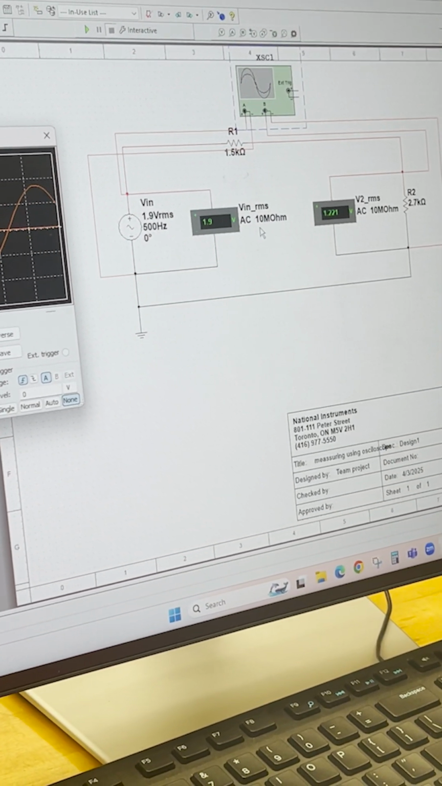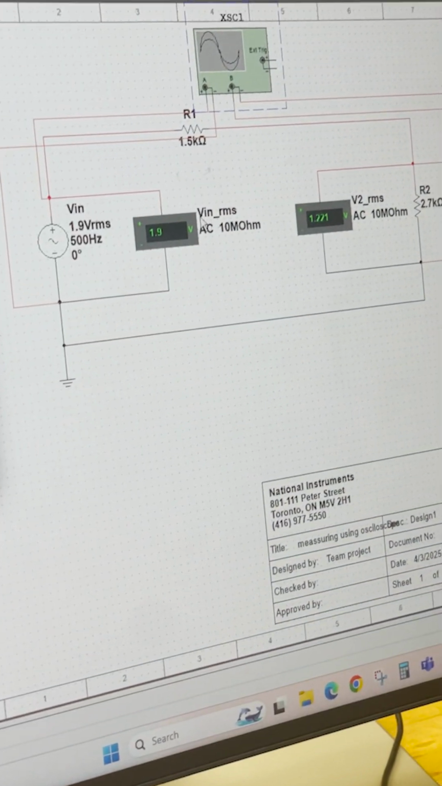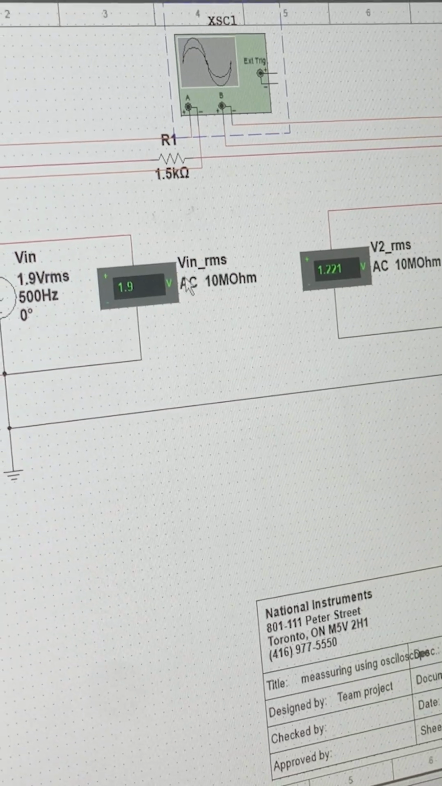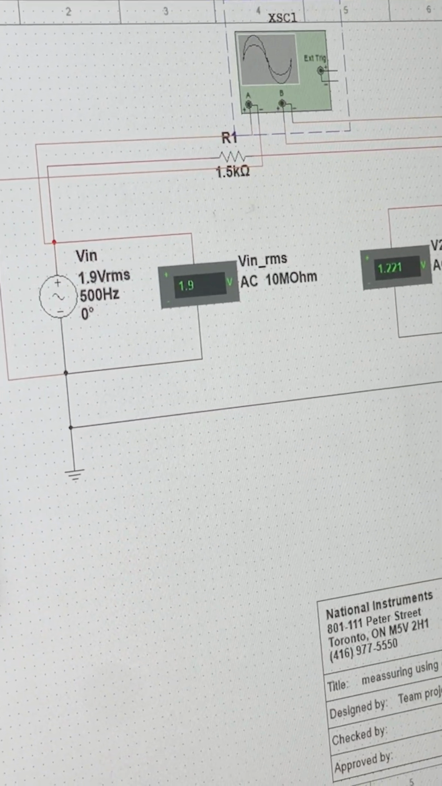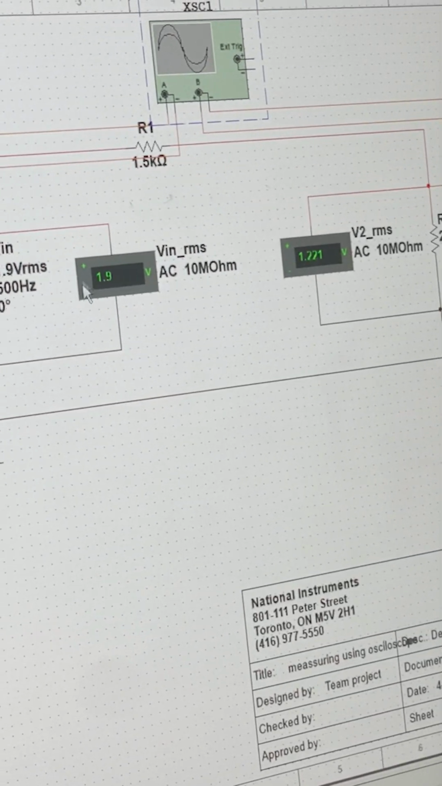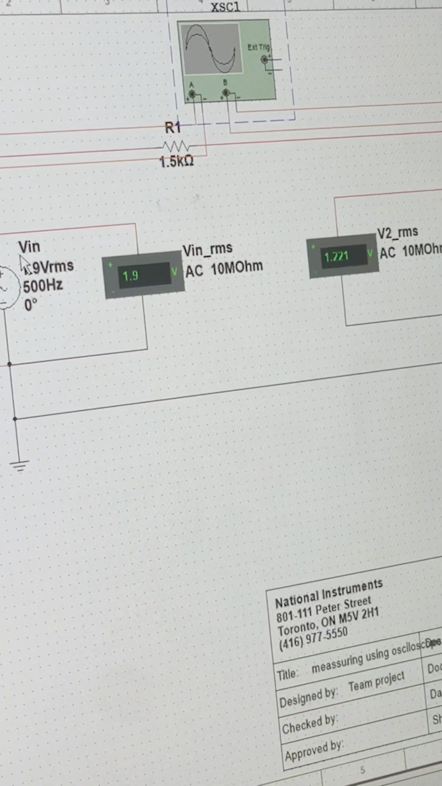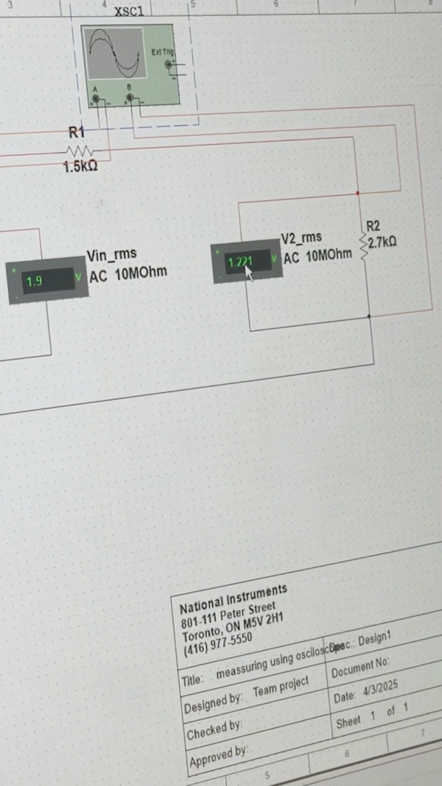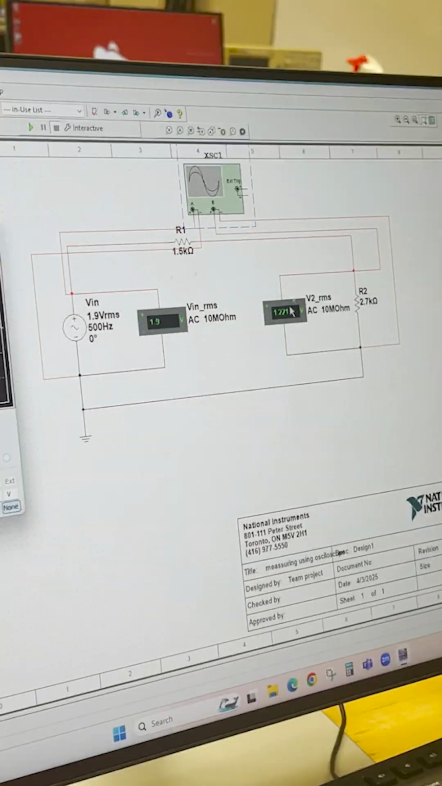And I'm going to be using my voltmeters to calculate the RMS across my voltage in and B2. And for that, it gave me 1.9 across B in, and 1.22 across B2. That's my RMS.